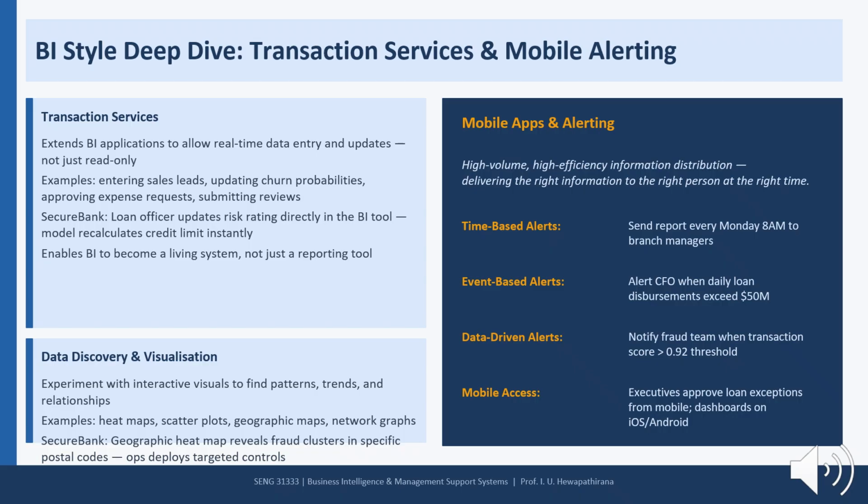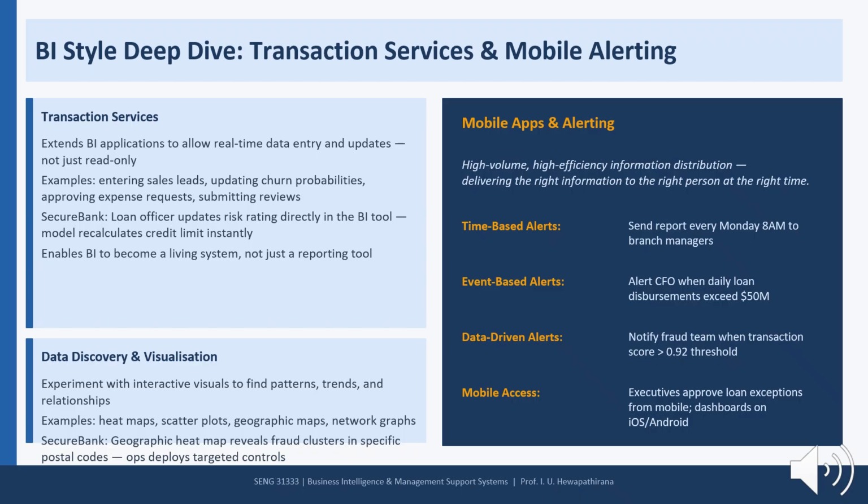Mobile applications and alerting is about ensuring that the right person gets the right information at the right time, wherever they are. The panel on the right breaks this down into 4 types. Time-based alerts send a scheduled report automatically. For example, branch performance summaries delivered to managers every Monday morning.